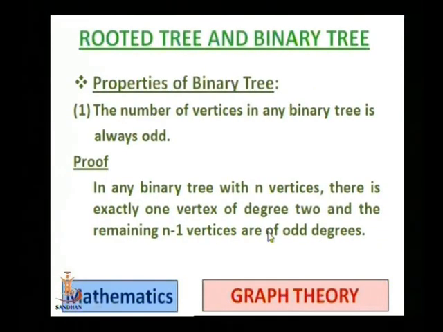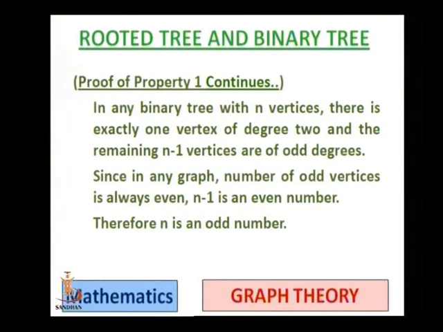Next. The first property we discussed is that the number of vertices is always odd, and we had gone through the proof. Since the number of vertices we consider as n, it is divided into two parts: one vertex of even degree, and n minus 1 vertices of odd degree. Since n minus 1 is an even number, the total number of vertices must be an odd number.